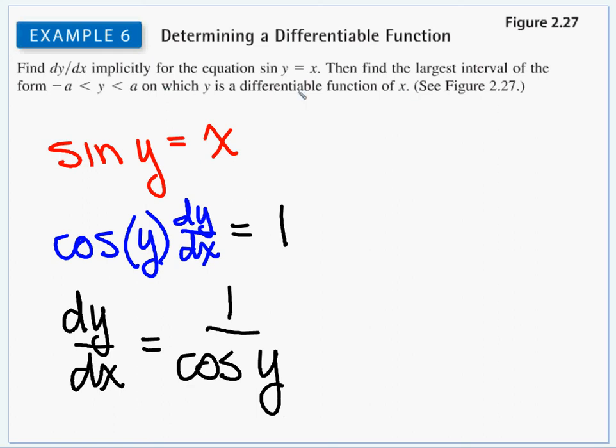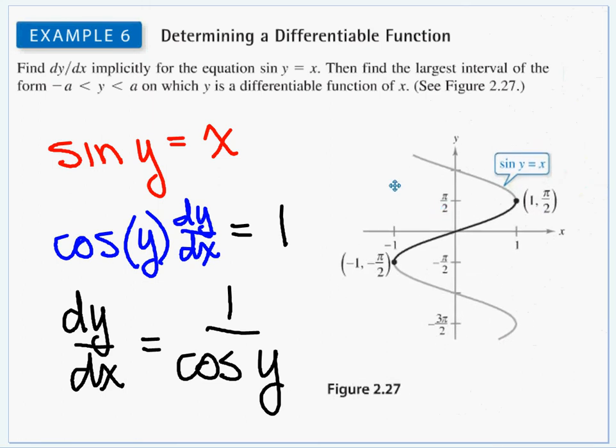Now for the next part, they want us to find the interval on which this would be a differentiable function. Think that it doesn't pass or fail the vertical line test. It says see figure 227. So here's the figure. Our sine of y equals x is a sine wave going along the y-axis. If we notice, we don't want to fail the vertical line test, so we want to chop off the graph.